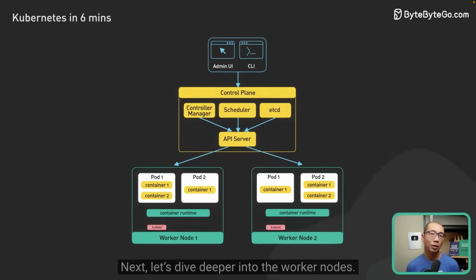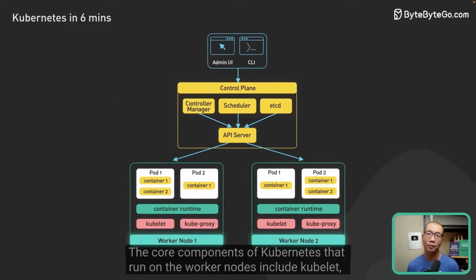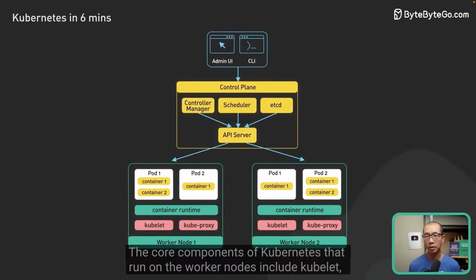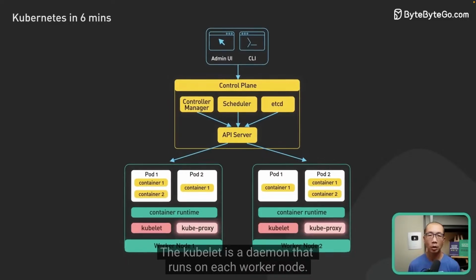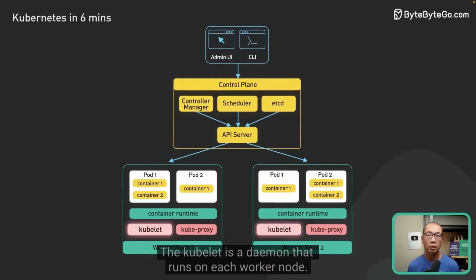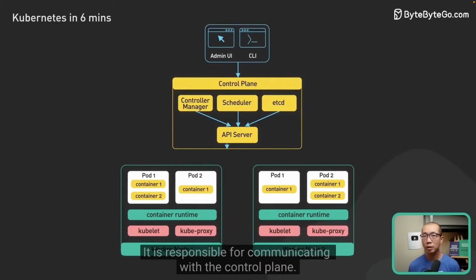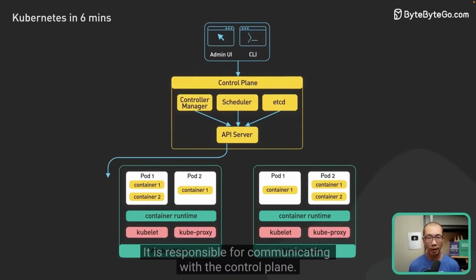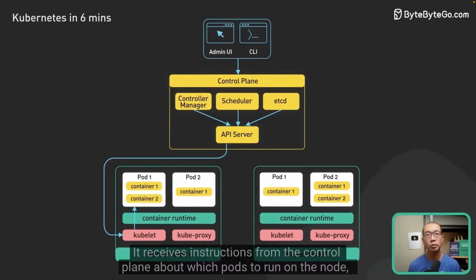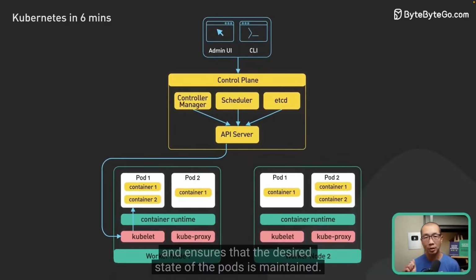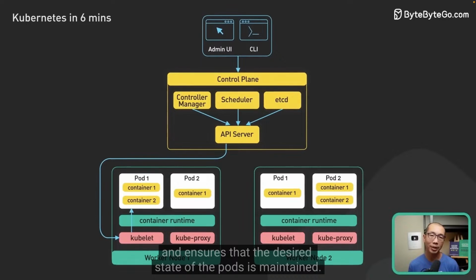Next, let's dive deeper into the worker nodes. The core components of Kubernetes that run on the worker nodes include kubelet, container runtime, and kube-proxy. The kubelet is a daemon that runs on each worker node. It is responsible for communicating with the control plane. It receives instructions from the control plane about which pods to run on the node and ensures that the desired state of the pods is maintained.